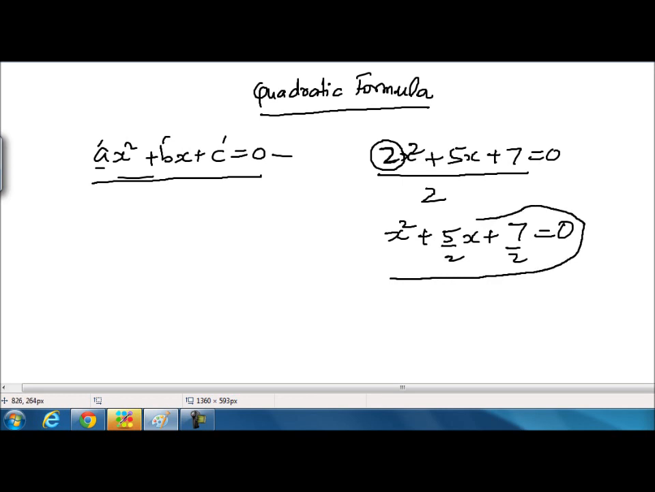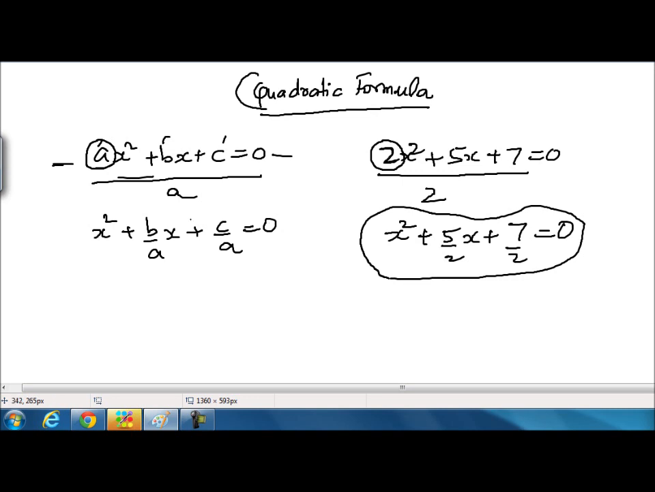Now we follow the general procedure to solve this equation by the method of completing the square. This equation will enable us to derive the quadratic formula. Because we have a here, we need to divide this whole equation by a. So when we divide by a, we get x square plus b over a x plus c divided by a is equal to 0.